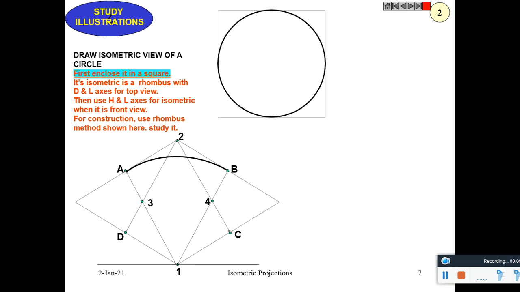First of all, with the center as 1 and 1A as radius, draw an arc. Next, 2 as center and 2D as radius, draw an arc. Similarly at 3 and 4. Now 4 as center and 4B as radius. Again 3 as center and 3A as radius, draw an arc. These are drawn using compasses.